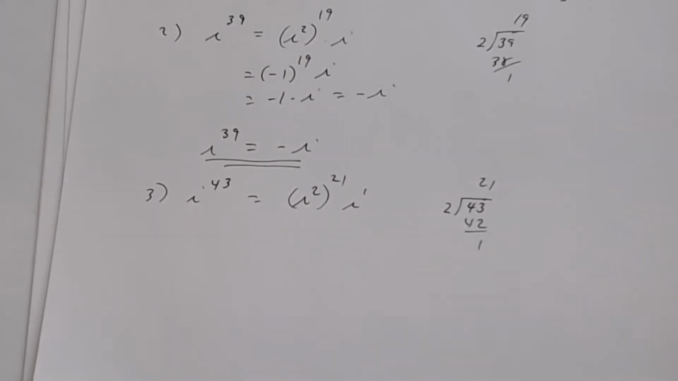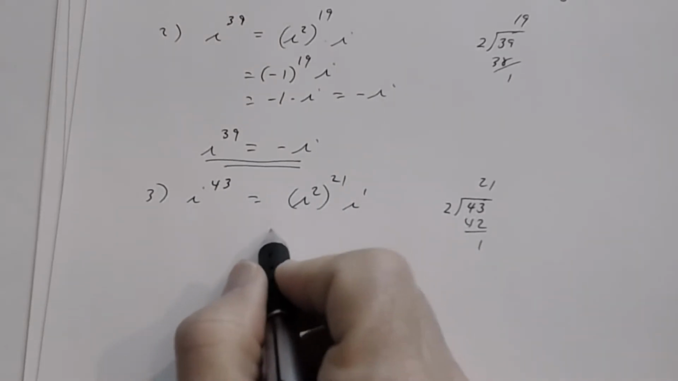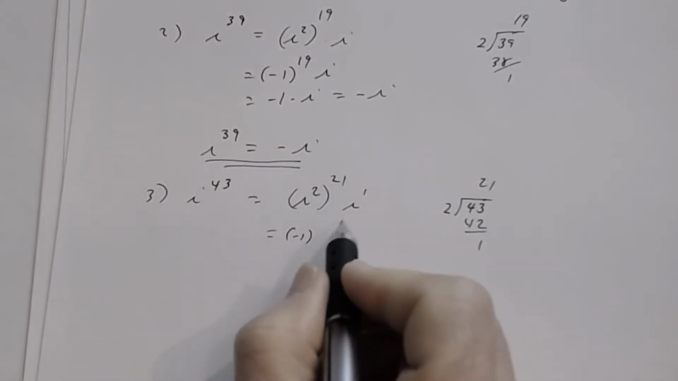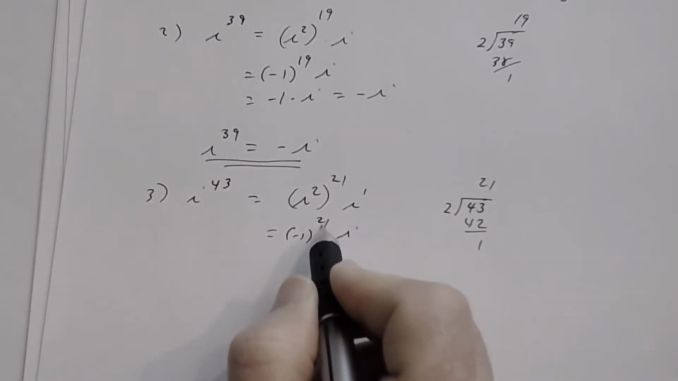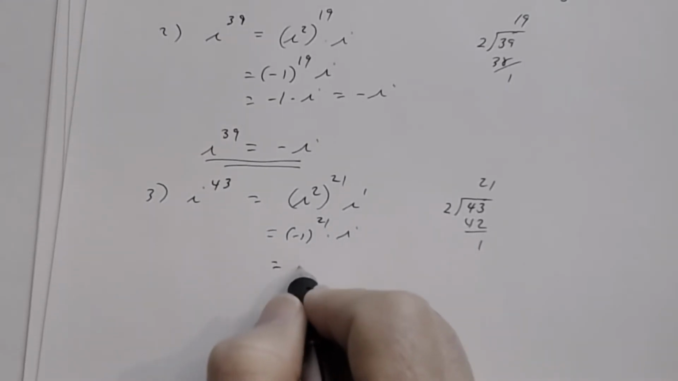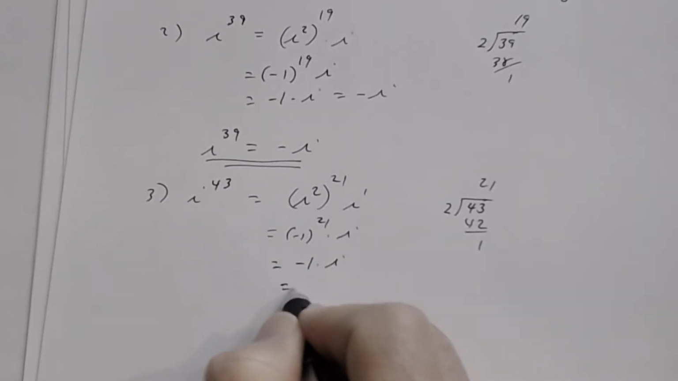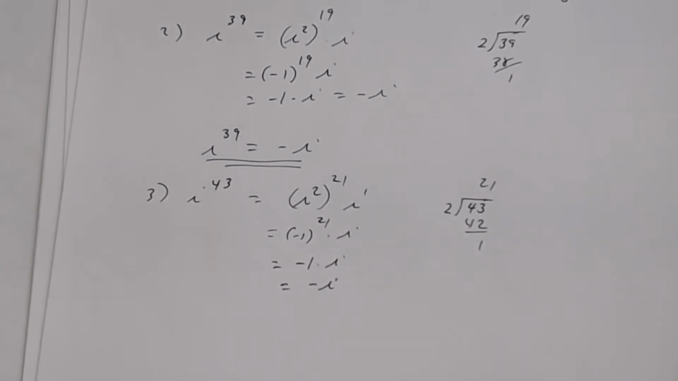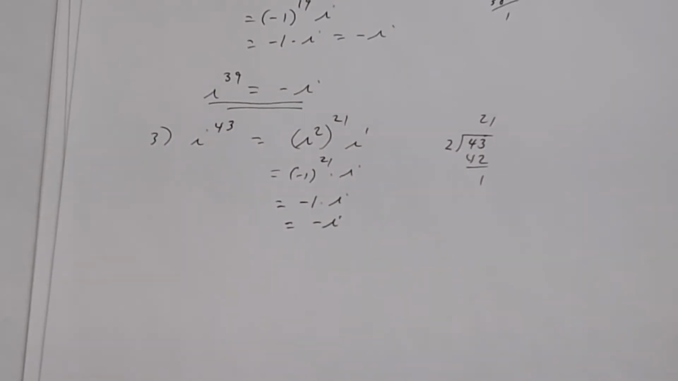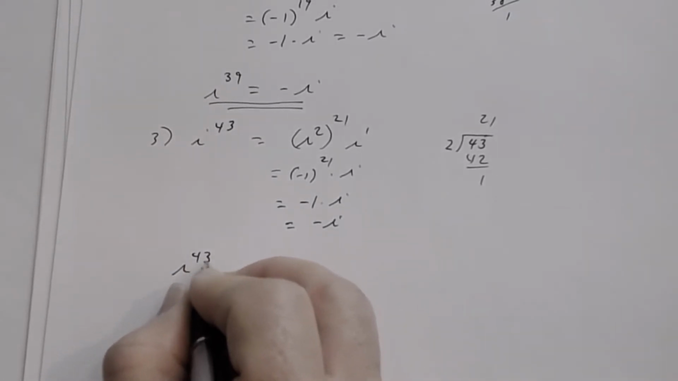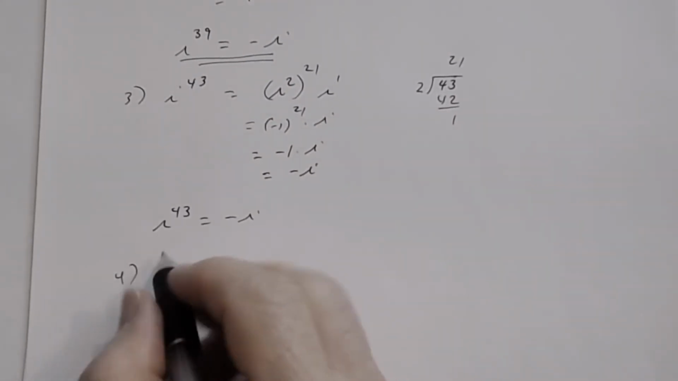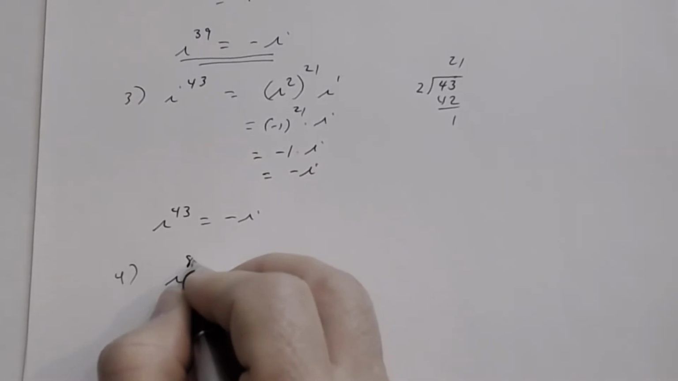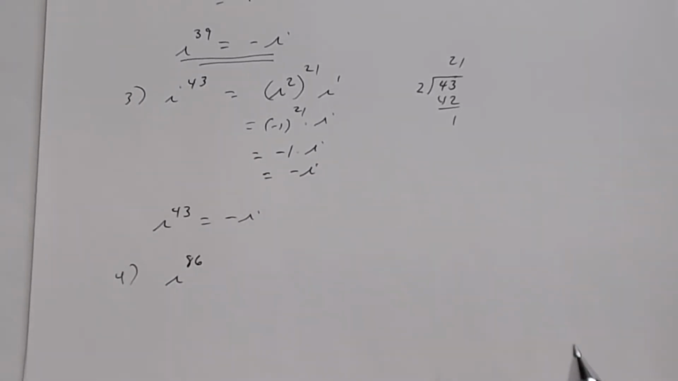Now, i squared is negative 1, so we're raising that to the 21st power times i. Remember, negative 1 raised to an odd power is always negative 1, and negative 1 times i gives me negative i. So I found that i to the 43rd power equals negative i. Number 4. Suppose in number 4, I had i to the 86th power.